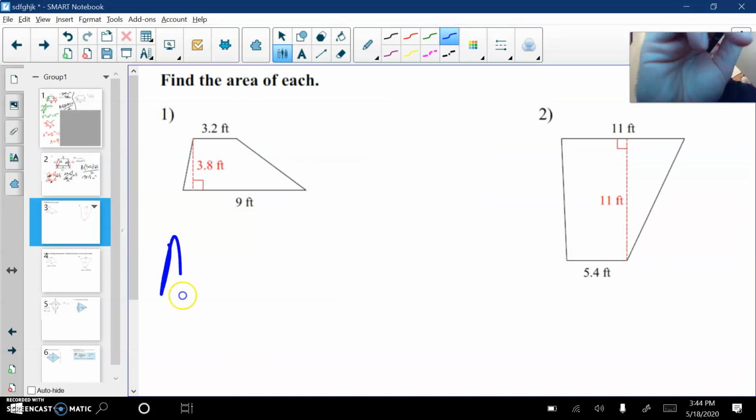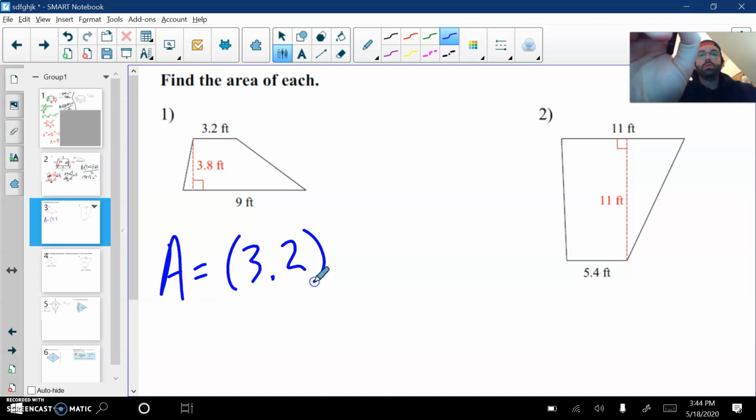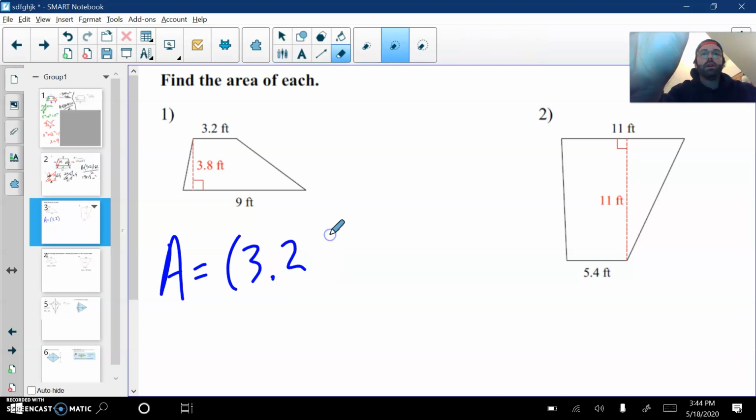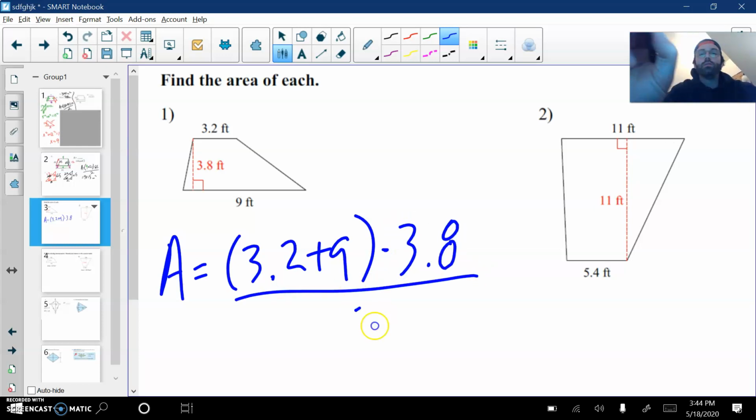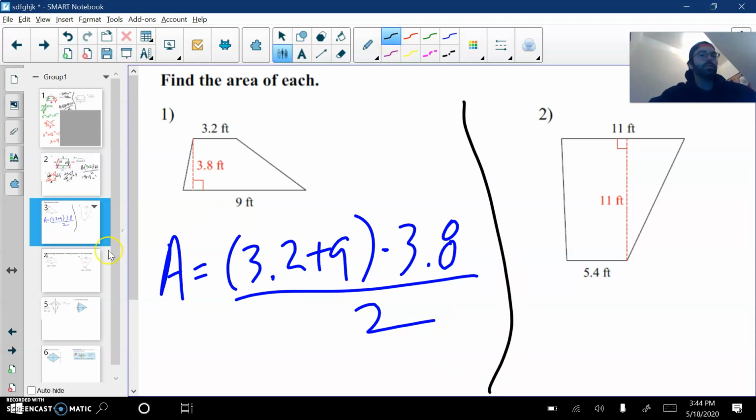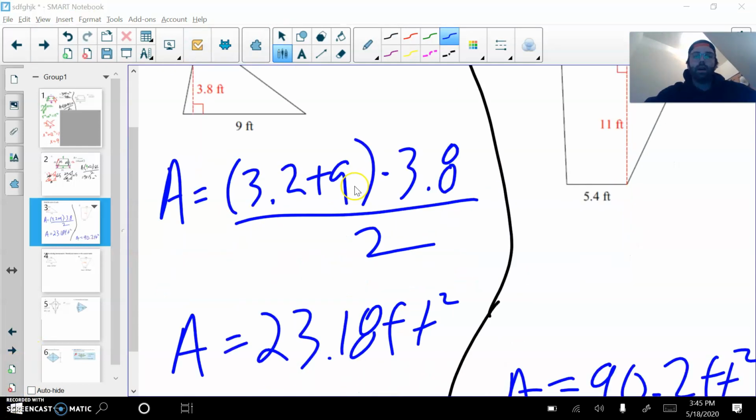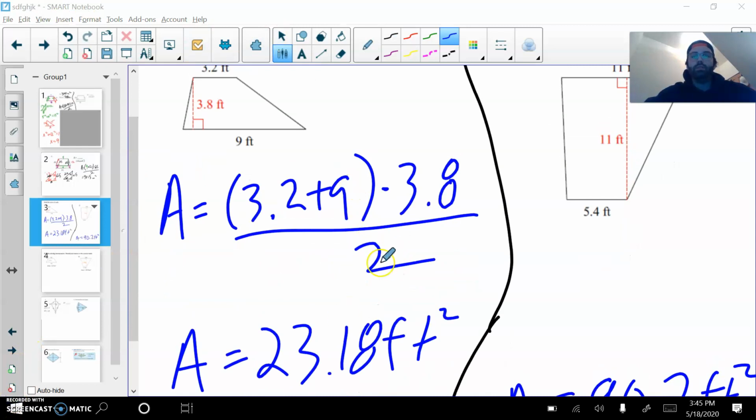Well, this is a simple just plug it in and go. 3.2 plus 9 times 3.8 all over 2. That's your setup, and then I'll give you your final answer. I forget what that is. I'm going to pause and figure that out for you. One second. All right, I got 23.18 for that.